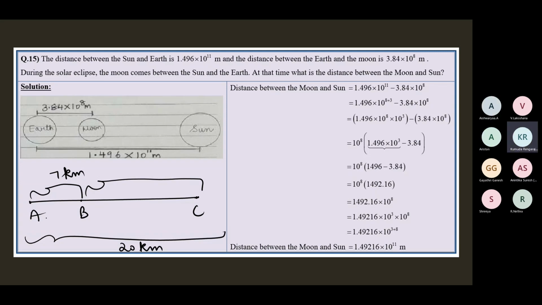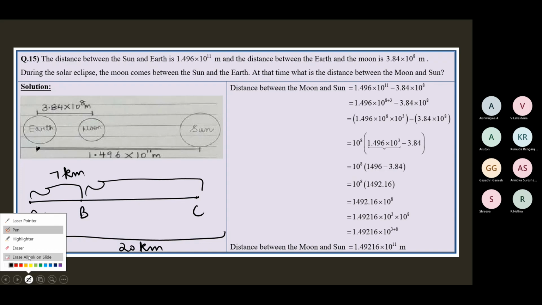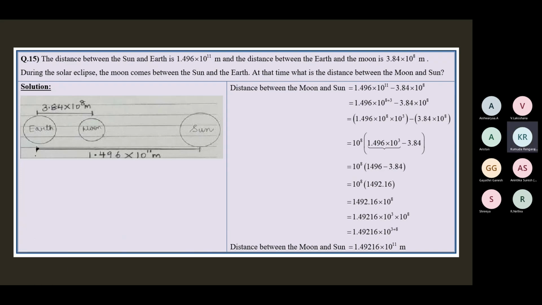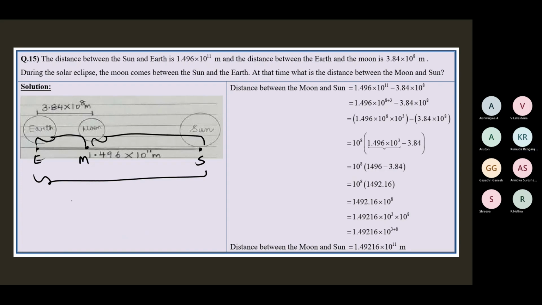So in the same way, the distance between the moon and the sun. So this is E. Okay, so let's say this is E, this is M, and this is S. The total distance is known, and this distance is known. You need to find this distance. So it is this whole distance minus this distance.